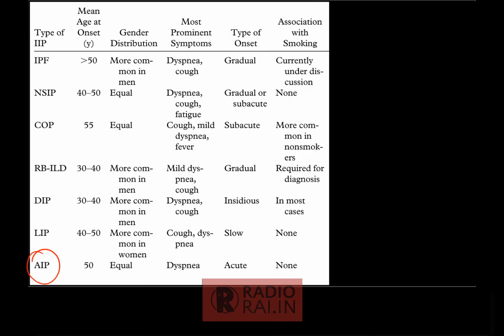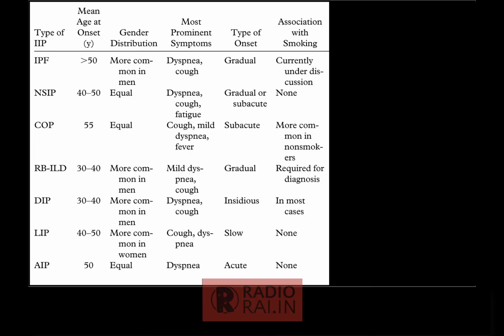Now if you see the association with smoking, as I told, RB-ILD and DIP are the ones having high association with smoking. Cryptogenic organizing pneumonia will not be seen in smokers. It is seen in non-smokers. So that's what we have to understand. Cryptogenic organizing pneumonia is seen in non-smokers. But if you have a history of smoking, you think more in terms of other conditions like RB-ILD and DIP, but all the others do not have any smoking association.